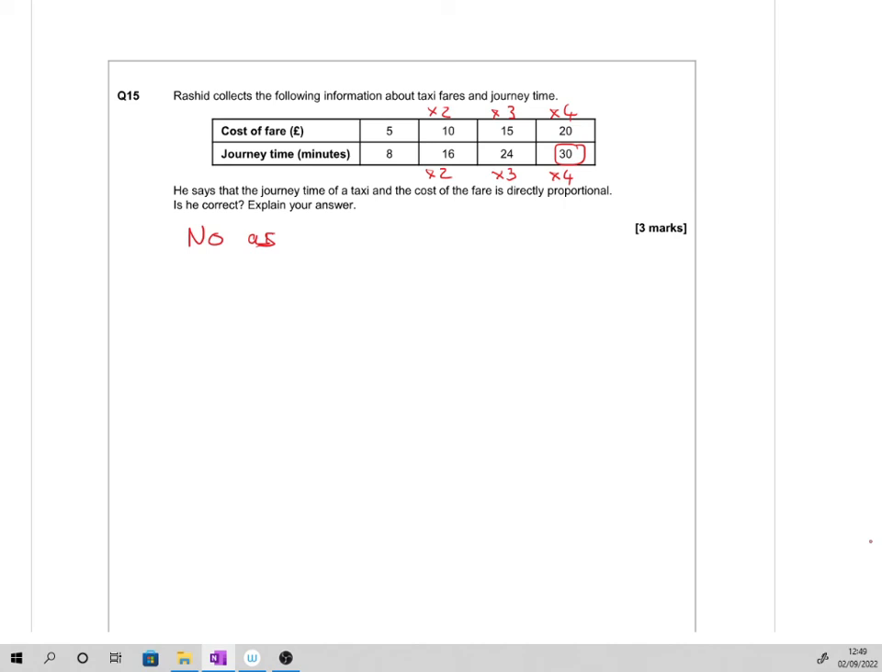as the fare that costs £20 should be 32 minutes.